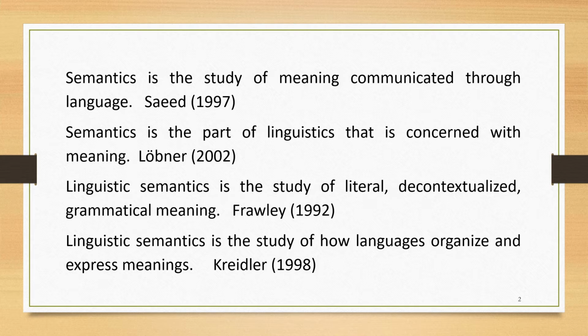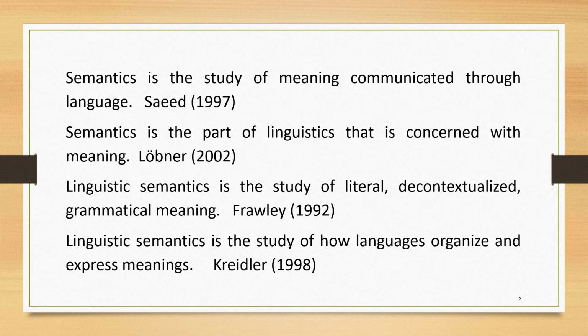Saeed, a very famous linguist, says that semantics is the study of meaning communicated through language. When we communicate through language, written or spoken, even through body gestures, we are communicating meaning. This is what Saeed has said. Our spoken and written words have a meaning, and this is communicated, and this communication of meaning is called semantics according to Saeed.